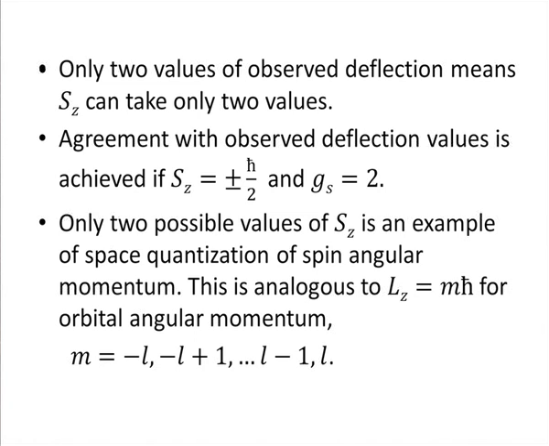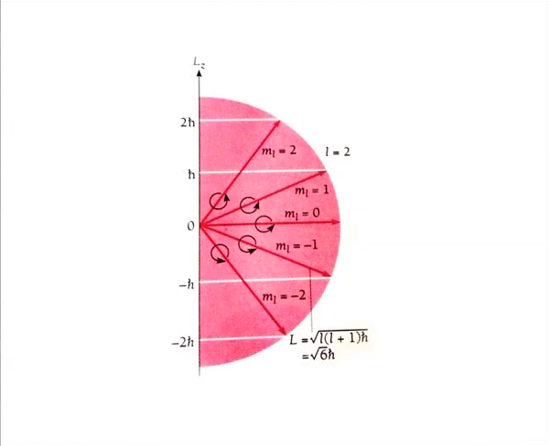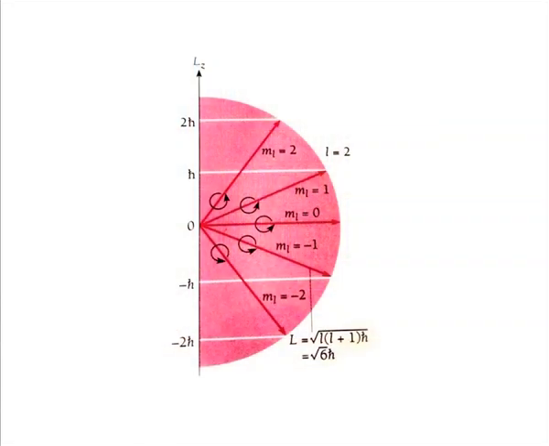This is analogous to L_z = m h bar for orbital angular momentum, because m takes value minus L to plus L spaced by unity. What you see in the diagram is quantization of orbital angular momentum. You can very well see that the magnitude of this is fixed, it is root L(L+1) h bar. For L equal to 2, it is root 6 h bar, but its projection on z axis can take values only minus 2 h bar to plus 2 h bar spaced by unity.